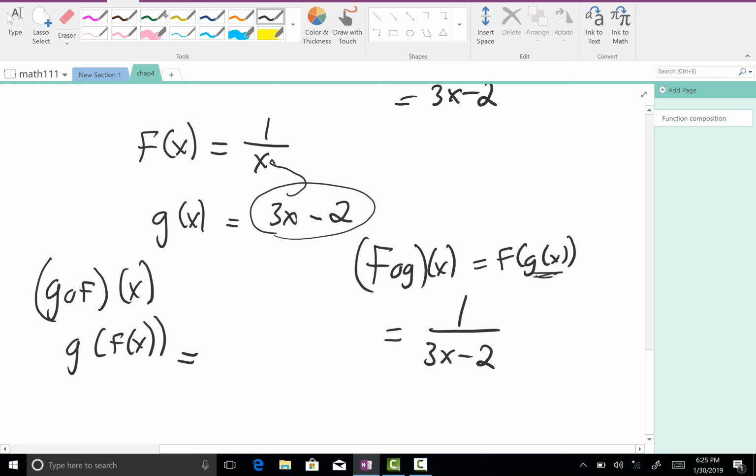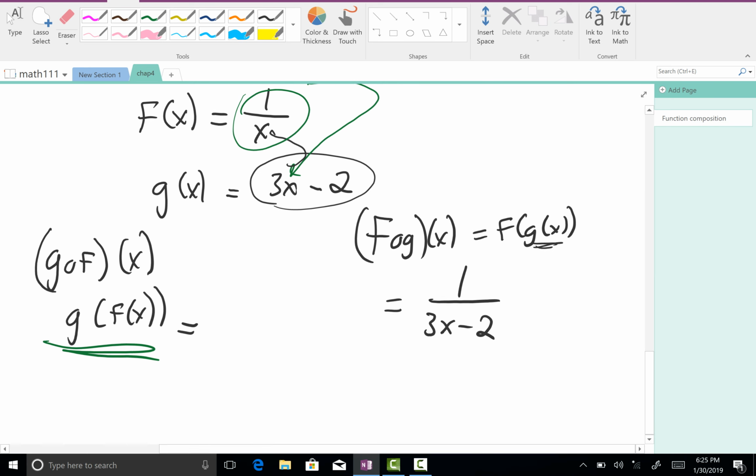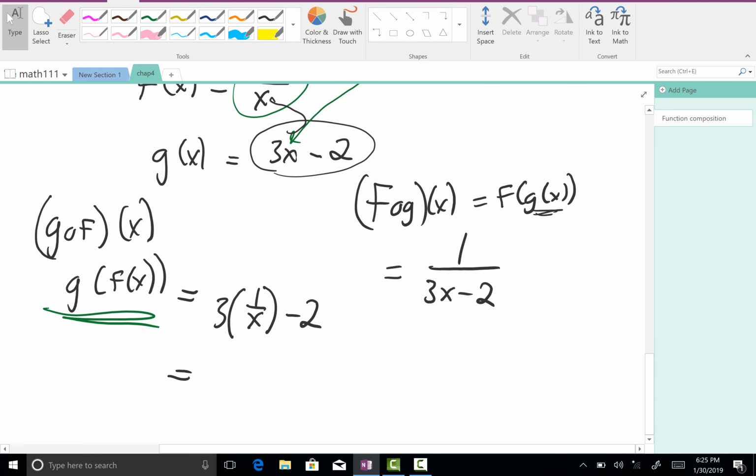Now we're going to go the other way. So we're going to put the f function into there. Okay? So there's a difference. So here we go, let's try this out. Now we're going to get 3 parentheses, put the f function in there, and then do some algebra to get the answer. Are they the same thing? No, they're not.